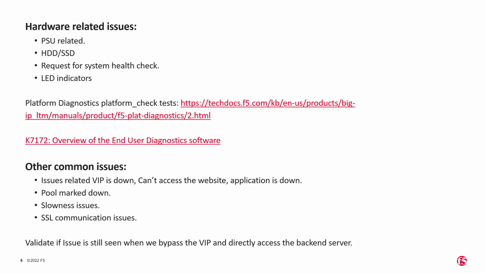So this is all one set of issues that we see. Apart from that, a general network related issue we see is statements like "issue related to VIP is down", "cannot access the website", or "application is down." When we get these, we need more information on what exactly is happening. So when the VIP is down, does the status show offline or is it still available?